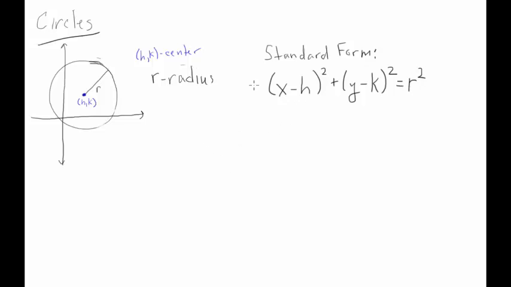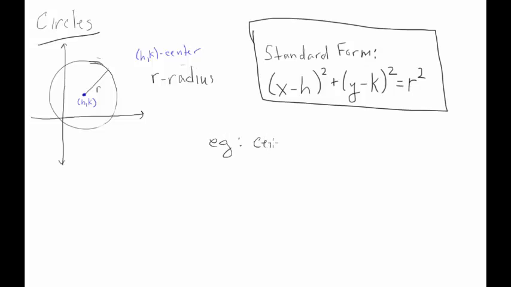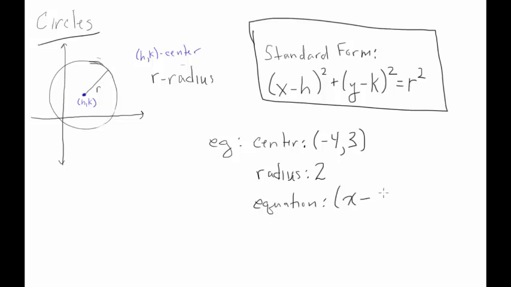So if you have a circle whose center is at (-4, 3), and whose radius is 2, then the standard form equation is (x minus -4), so (x plus 4) squared, plus (y minus 3) squared equals 2 squared, which is 4.